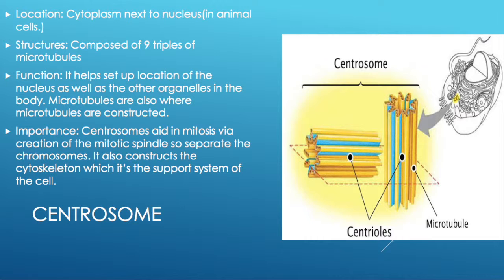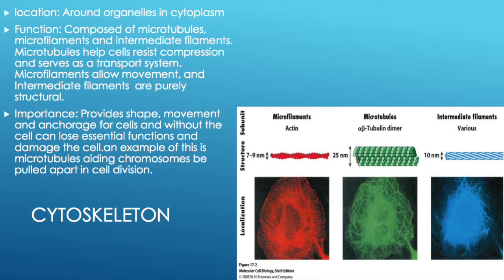So a product of the centrosome is actually the cytoskeleton. The cytoskeleton holds all the organelles inside of a cell in place. The importance of the cytoskeleton is that it provides shape, movement, and anchorage for cells. Without the cytoskeleton, a cell can lose essential functions and damage the cell. And depending on which portion of the cytoskeleton you use, whether it be microfilaments, microtubules, or intermediate filaments, each has its own specific role in the cell, whether it be resisting compression, holding things in place, or allowing muscle movement.